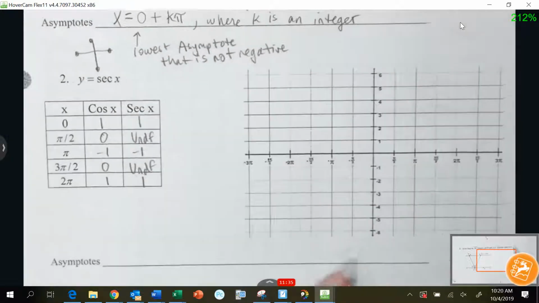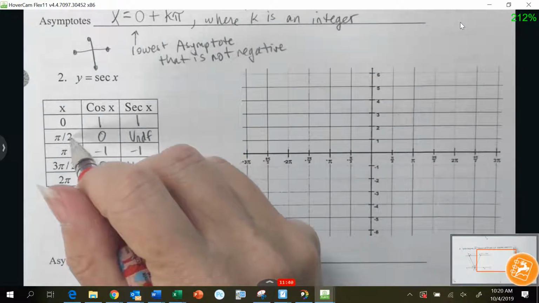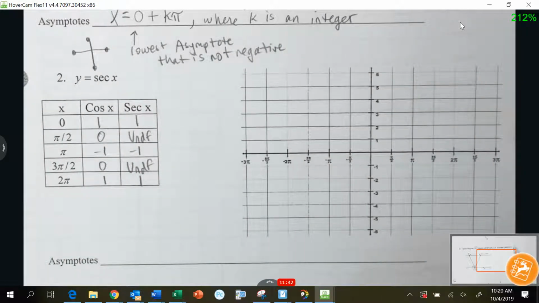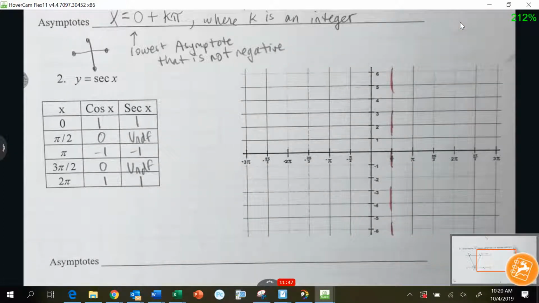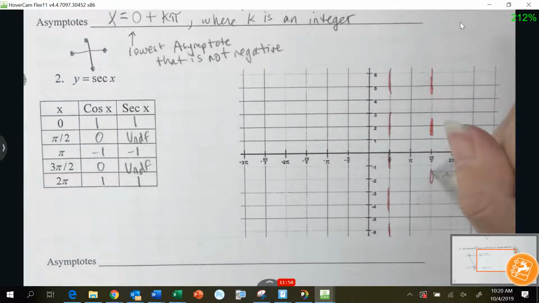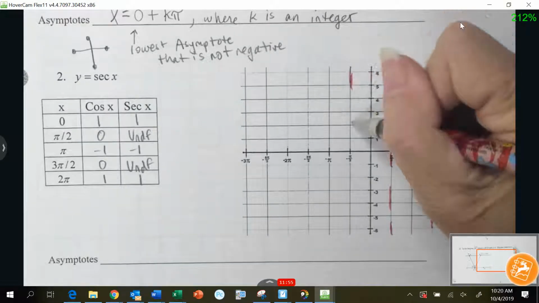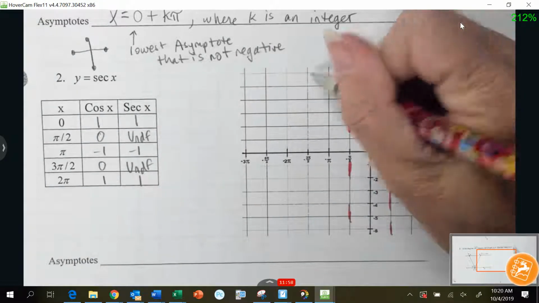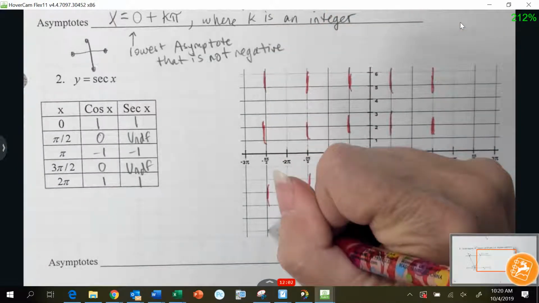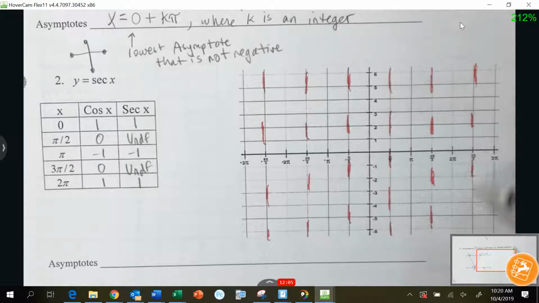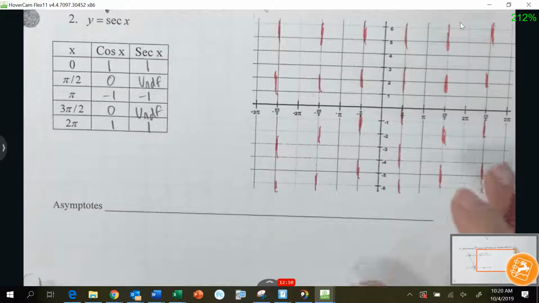So I like to do the asymptotes first. The asymptotes will be where x is pi over 2 because y is undefined. And where x is 3 pi over 2 because y is undefined. So you can see the asymptotes are in a different place than cosecant. Then we'll follow that pattern to put all our asymptotes in. And then I'm going to write the equations of the asymptotes.